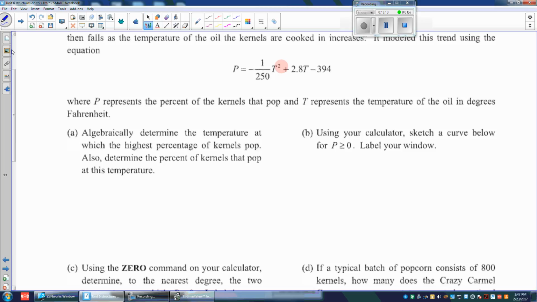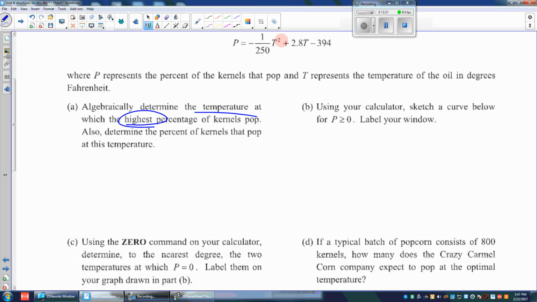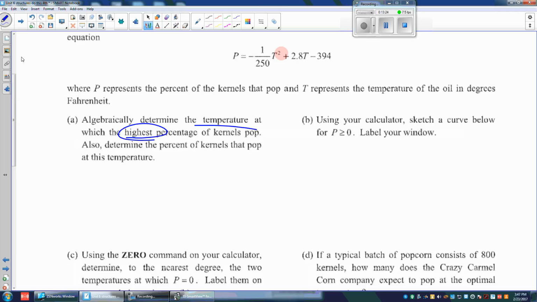Because of that fact, when I want to algebraically determine the temperature at which the highest or lowest percentage of kernels popped, I know that I can use a very fun equation. You see that that's a negative? The leading coefficient is negative. That means it's a frown. The parabola is a frown. Negative equals a frown. If you're a negative person, I'm going to be pretty sad about it. Positive is a smile.